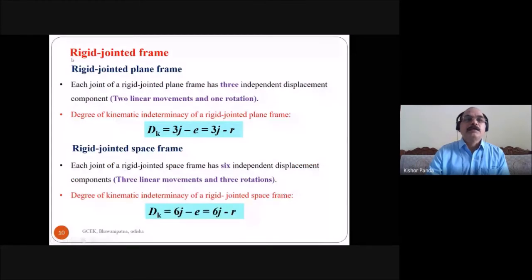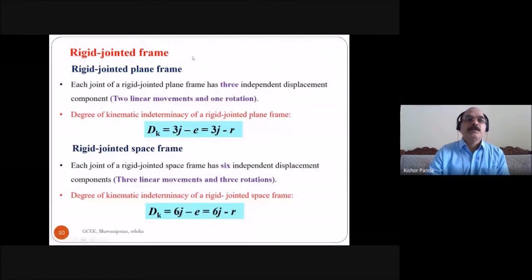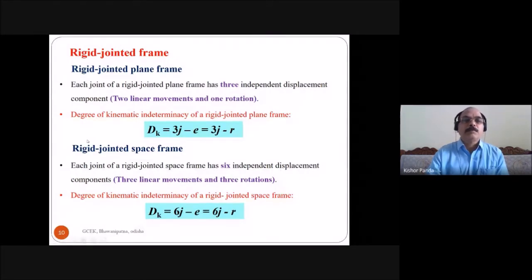Then coming to the rigid jointed frame or rigid jointed structure, here also there are two cases: a rigid jointed plane frame and a rigid jointed space frame. Each joint of a rigid jointed plane frame has three independent displacement components, because of two translational displacements and one rotational displacement. It means two linear movements take place and one rotational. So three independent displacements take place.